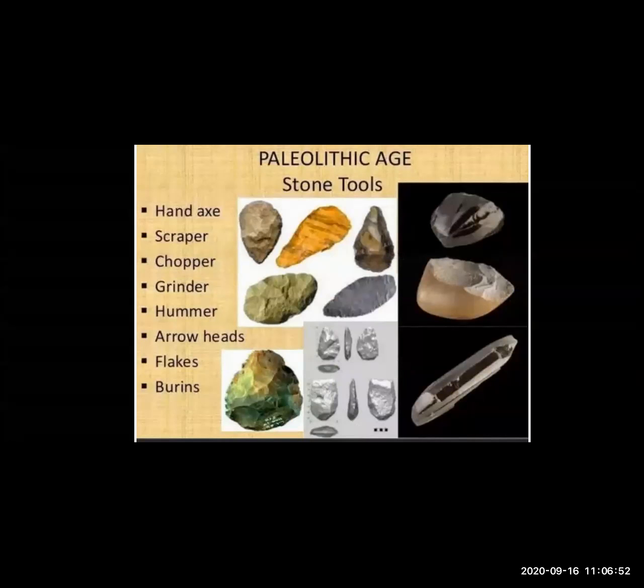Now the different types of tools which were made or used in the Paleolithic age were the hand axe, scraper, chopper, grinder, hammer, arrowheads, flakes, and burins. Yes, all these types of tools were used during that time, and all these tools were made with natural, that is crude, material, or with raw materials, whichever were present in nature, which is known as crude material. So all these tools were made with the help of natural materials.